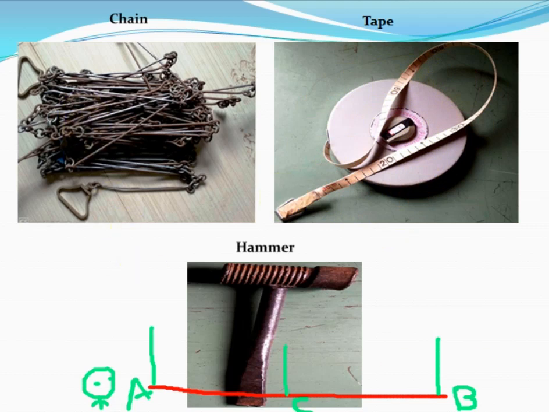Here you can see a chain. This chain may be a 30-meter chain or a 20-meter chain. You remember that a 20-meter chain has 100 links. So what is meant by links? Links are the segments you see when you stretch that chain.